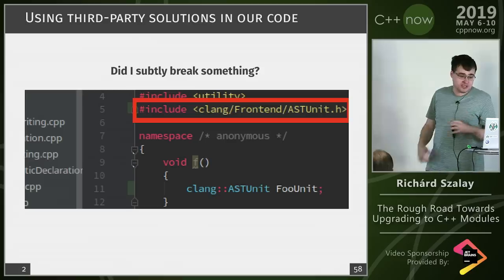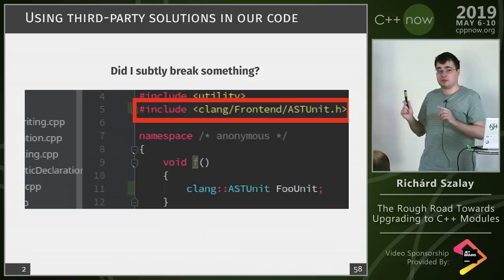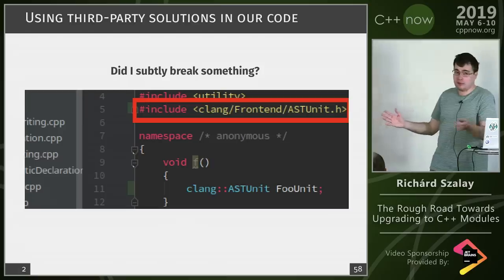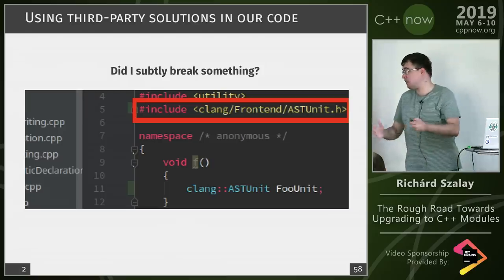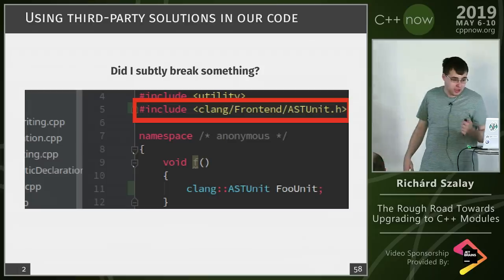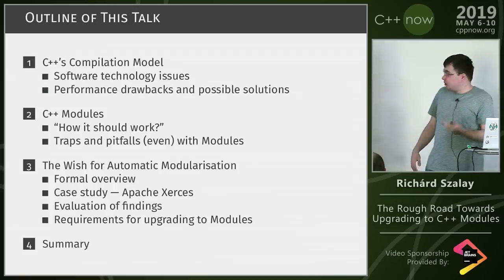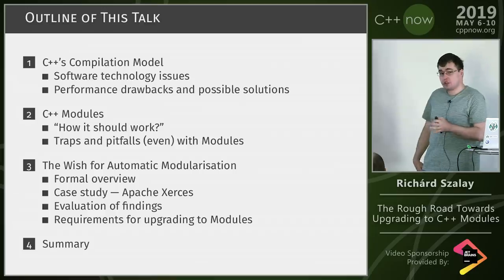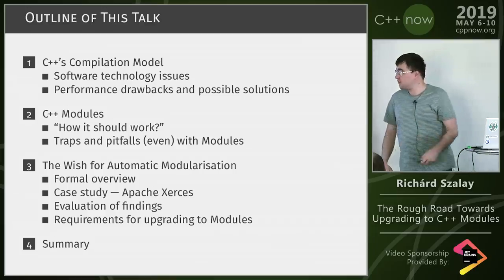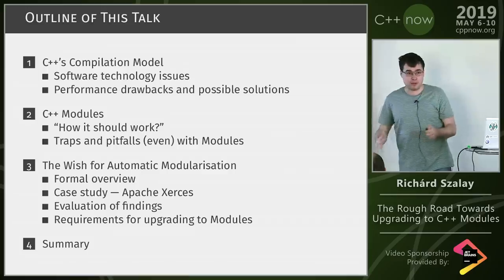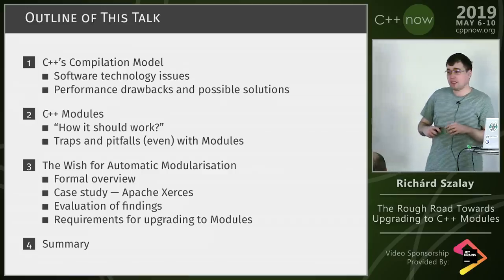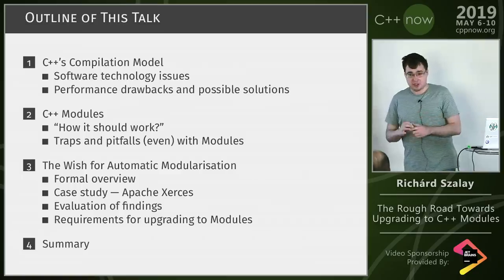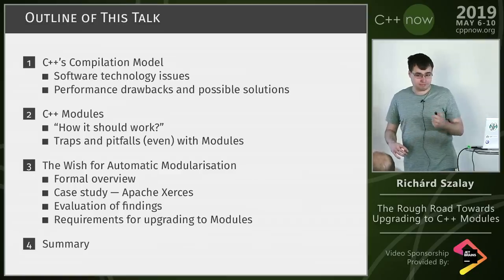But the big question is, did I break something by including that header? Because I might as well have. There was a talk about ABI problems. There's not just ABI problems, there's also problems during compilation. So we will talk about basically the most fundamental issues with the current compilation model, then mostly about modules, and the main part of the talk is the automatic modularization, which I've worked on.